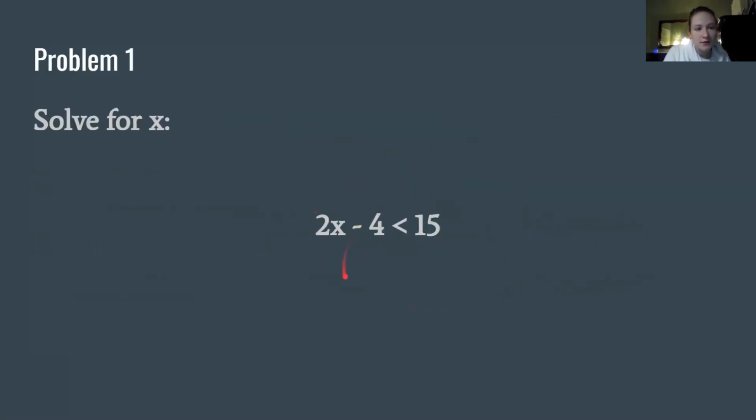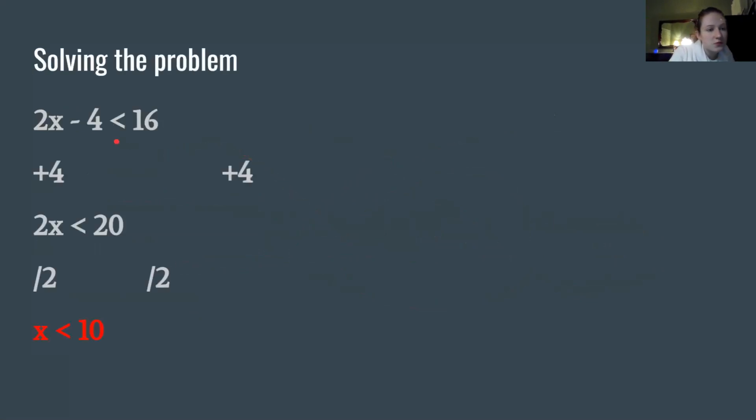So here's our first problem. Solving for x. The first thing that you do is you want to get the variable alone. So the first part is adding 4 on both sides, so we can get rid of that minus 4. Then it becomes 2x is less than 20 because we added the 4 to the minus 4, so that cancels out. And then we add the 4 to the 16, and that becomes 20.